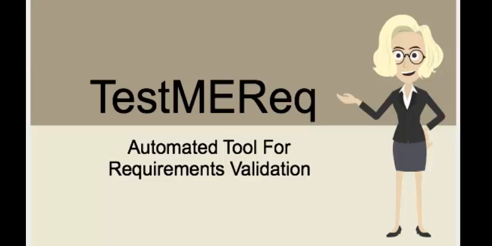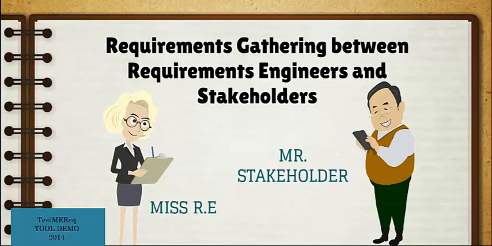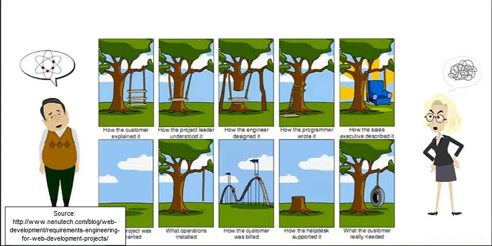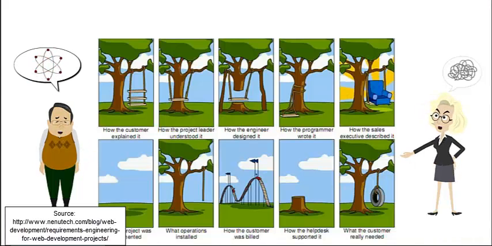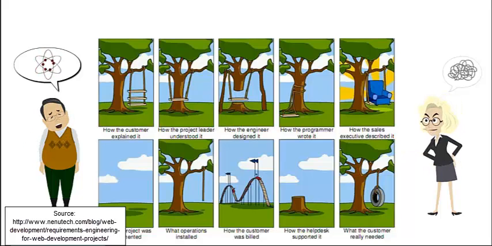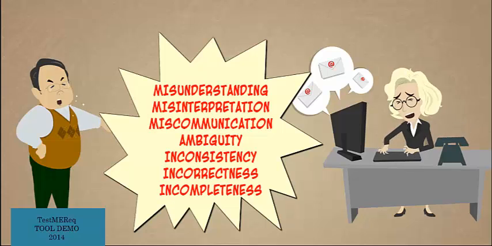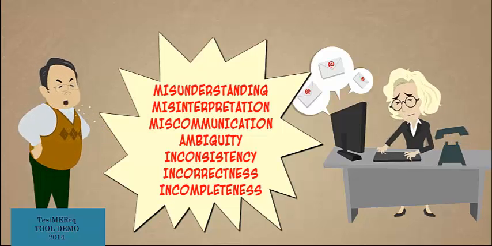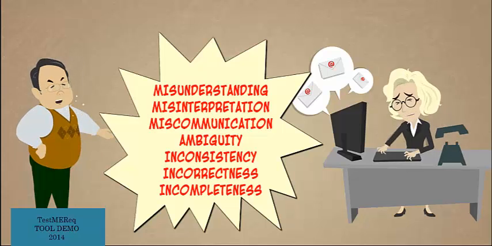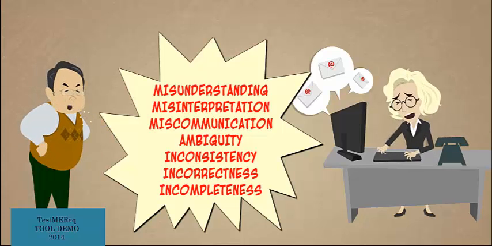This demo introduces TestMEReq, an automated tool for early validation of requirements. Users' requirements are often elicited and specified in natural language. However, natural language requirements are open to misunderstanding, miscommunication, misinterpretation, and errors such as ambiguity, inconsistency, incorrectness, and incompleteness.